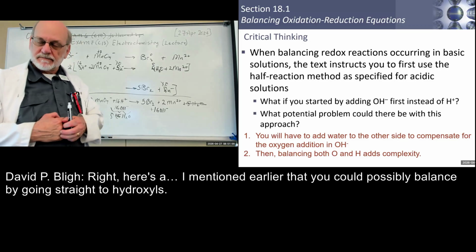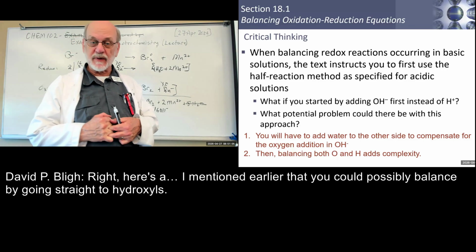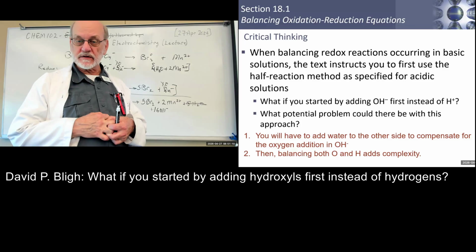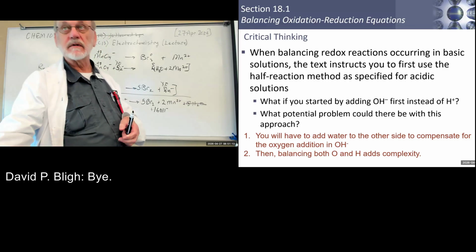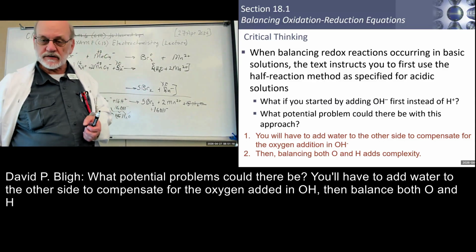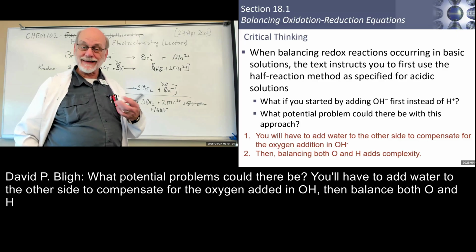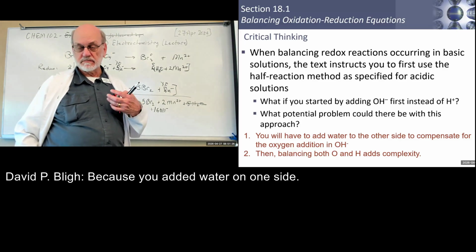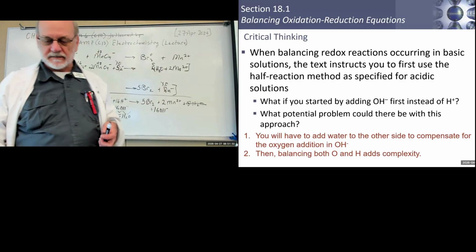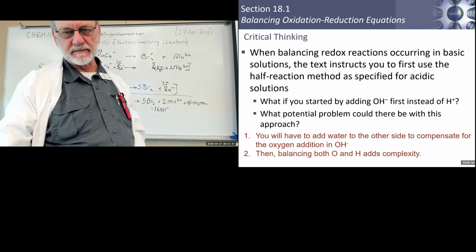I mentioned earlier that you could possibly balance by going straight to hydroxyls. What if you started by adding hydroxyls first instead of hydrogens? What potential problems could there be? You'll have to add water to the other side to compensate for the oxygen added in OH, then balance both O and H because you added water on one side. So you're just adding complexities. It's much, much easier to do the acid and then convert it to basic.